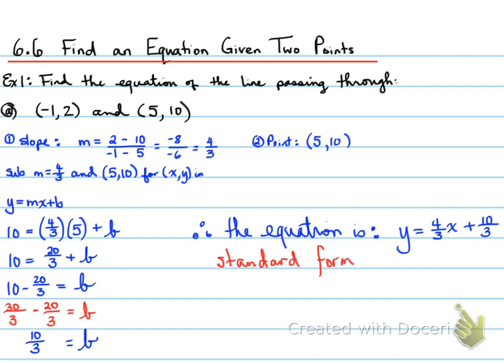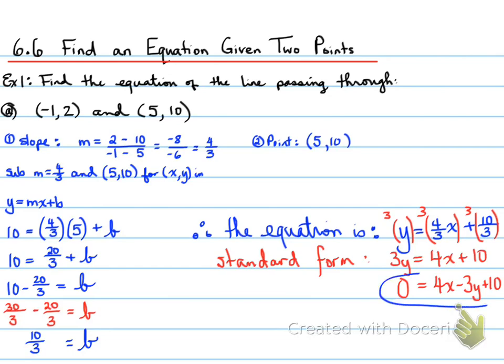Hopefully you're thinking, oh yeah, we need to multiply each and every single one of these terms by 3. So we multiply each term by 3, and we get 3y is equal to 4x plus 10. Then we move everything so that the x is positive. So you get 0 equals 4x minus 3y plus 10. And this, folks, would be your equation in standard form.